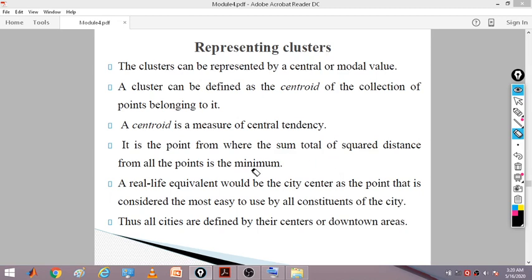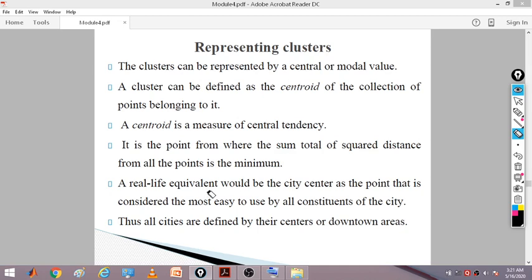Now if you try to measure a distance from a center point to a particular object on the graph, you take the squared distance. Distance is measured using measures like Euclidean distance, Mahalanobis distance and so on. Taking that distance, you square it, and then you take the total over all the points, and that should always be a minimum. That point will be called the centroid.